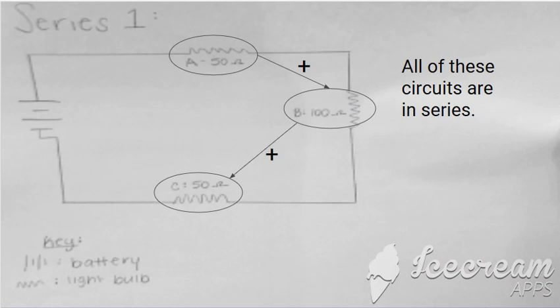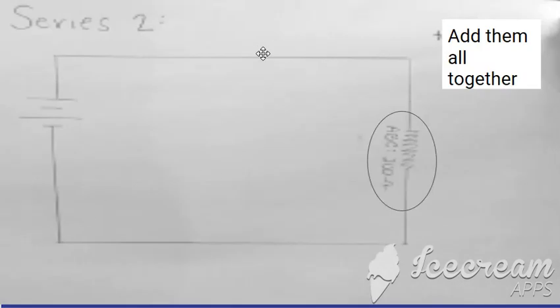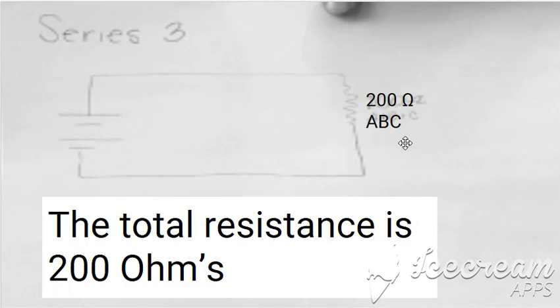So first up we have a series circuit. All these resistors, which you can see are circled, are in series with each other. So everything from resistor A then goes to resistor B and then resistor C. Resistor A has 50 ohms, B has 100, and C has 50. Since these are all in series, we are going to add them all together. Once you add them all together, you're going to get a total of 200 ohms. So that is the total resistance for this series circuit.